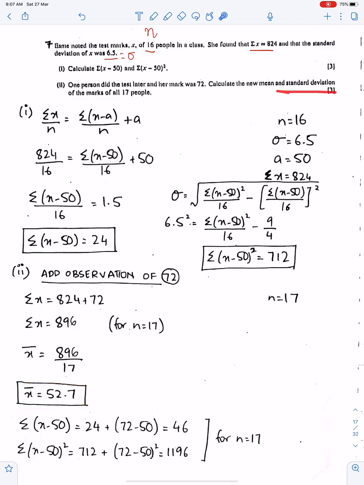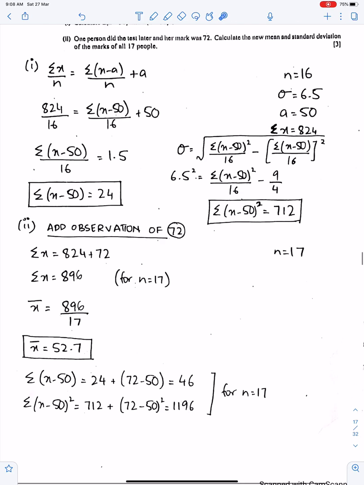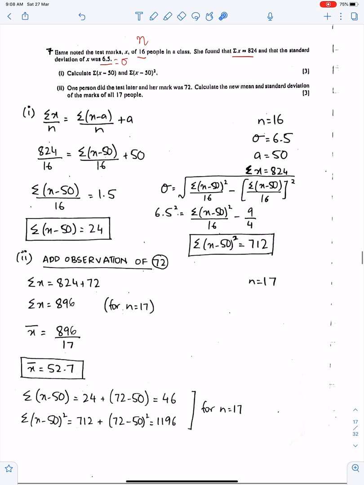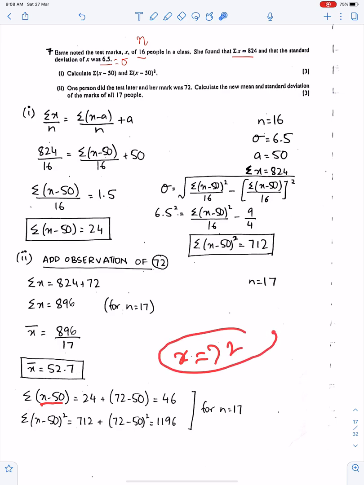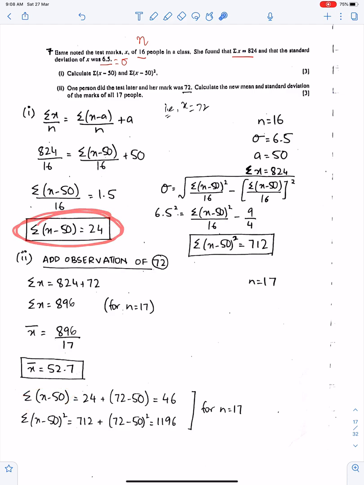Now for standard deviation, you need to add 72 into this data and into this data. But make sure you carefully add 72 here. Here we had just X, so we added 72 directly into this. But here we have X minus 50 and X is 72. This 72 means X. The answer of this for 16 observations, for 16 people, is 24.